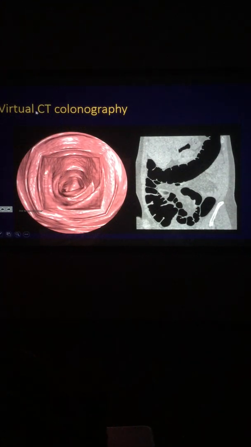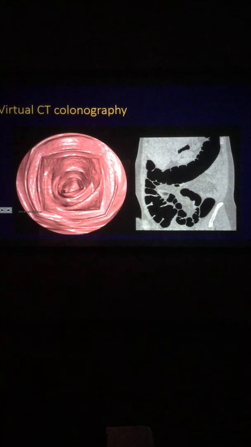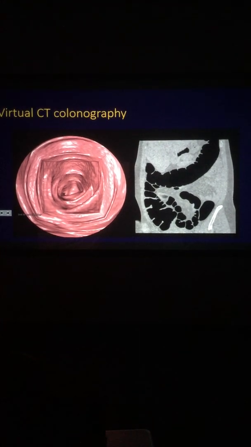Now we have CT virtual colonoscopy. What is virtual? It is almost similar, meaning you see with your eyes. Virtual colonoscopy means it is not a colonoscopy, but it's something like colonoscopy, which can be done with CT scan. First you take a CT image like this. After that you put in the software, and the software gives you beautiful pictures like this, inside of your colon. See how amazing it is.